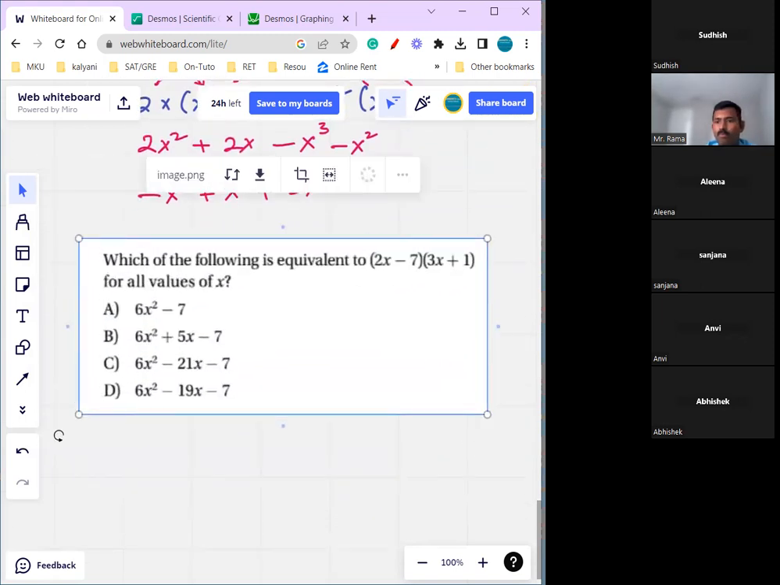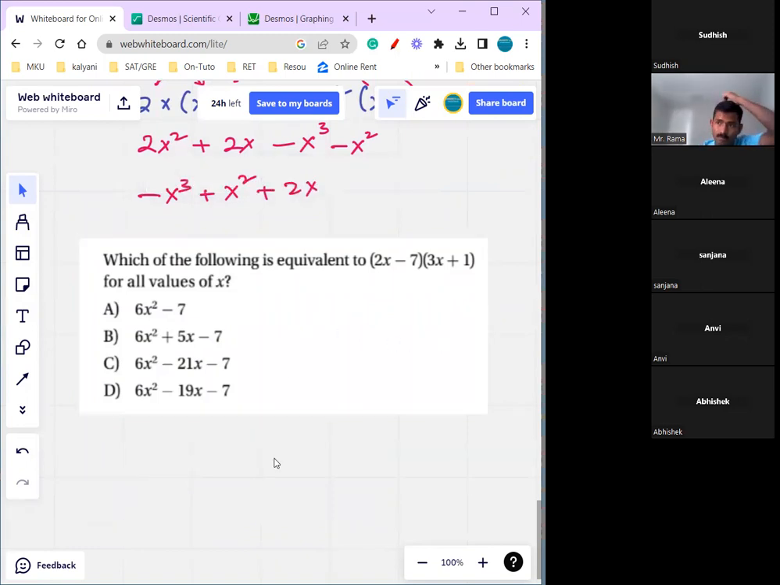Which of the following is equivalent to (2x minus 7)(3x plus 1) for all values of x? It's a simple question, right? All you're asking is like the FOIL method. Just multiply them and you should be getting the answer. Okay, go ahead and answer this one. See what you guys get. Good.